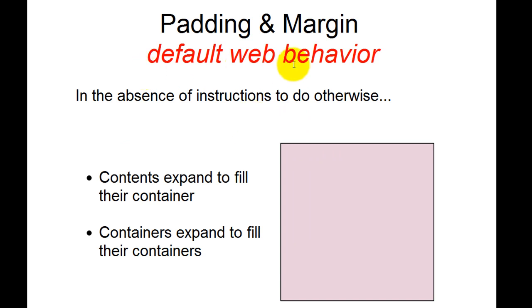Now, by default, the way the web works is if there are no instructions to do otherwise, contents automatically expand to fill their container, and those containers automatically expand to fill their containers. And so, without any instructions at all, rather than seeing three different layers, all you see here is the size of the contents, because the contents has automatically expanded to fill its container, and that is the child container, and the child container has automatically expanded to fill the parent container. And so the only thing that's really visible is the contents.